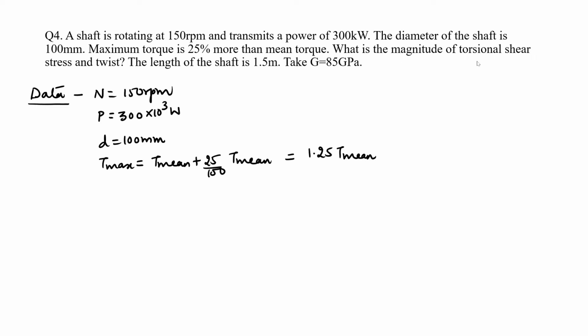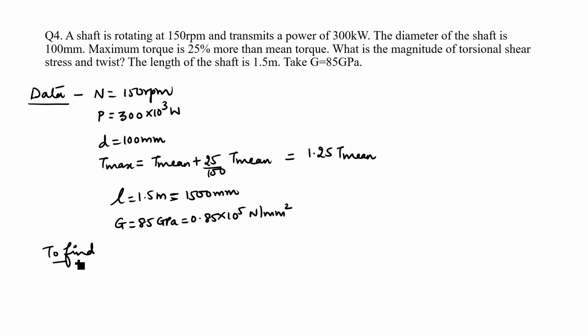What is the magnitude of torsional shear stress? So I need to calculate the value of tau and twist theta. The length of the shaft is 1.5 meter, so L is given as 1.5 meter, which is 1500 mm. And the value of G is given as 85 gigapascal, that is 0.85 into 10 raised to 5 Newton per mm square, to find tau max and theta.